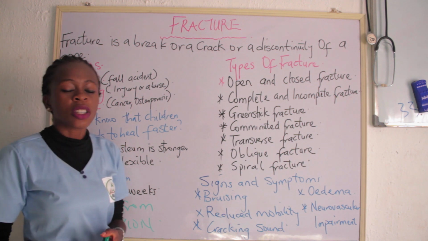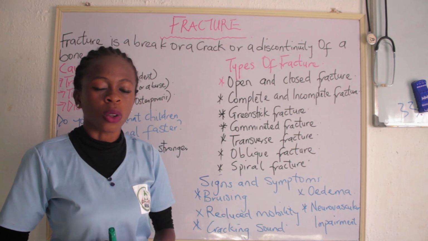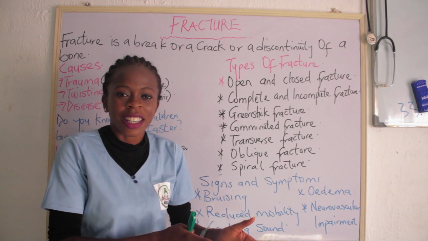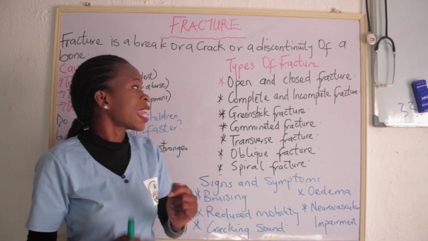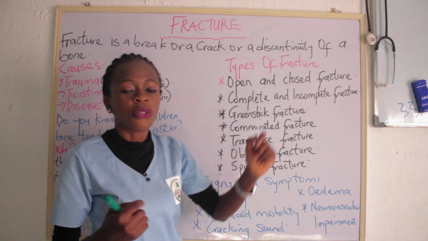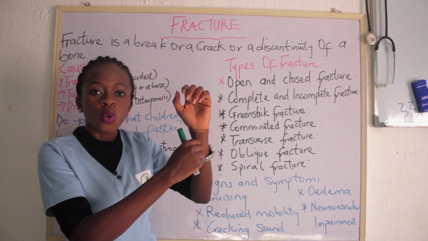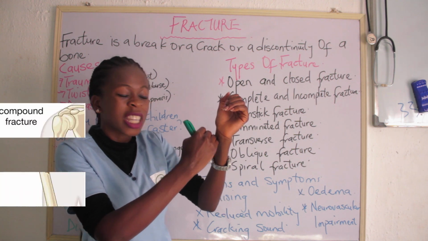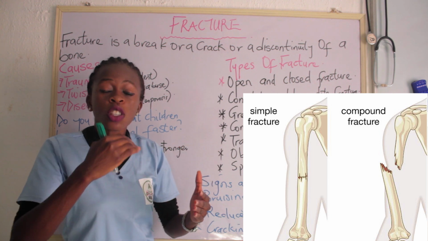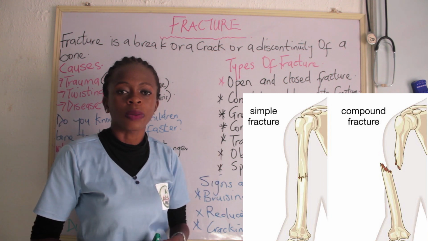Then that takes us to the types of fracture. There are various types of fracture. The first question you should ask yourself is, is there a breakage in the skin or not? So that gives rise to this type of fracture, which is either the open or the closed fracture. We say a fracture is open when it leads to the breakage in skin. Your skin is injured, then you see the bone. So that is an open fracture. This open fracture is also known as compound fracture.